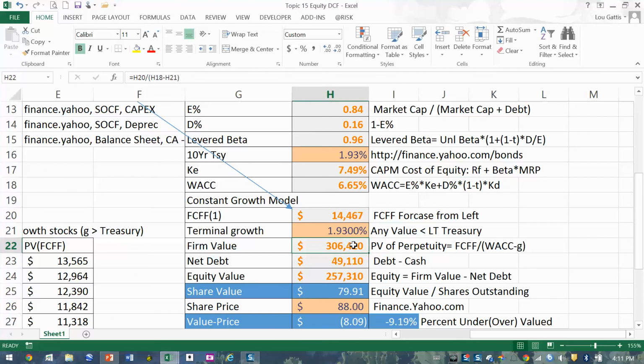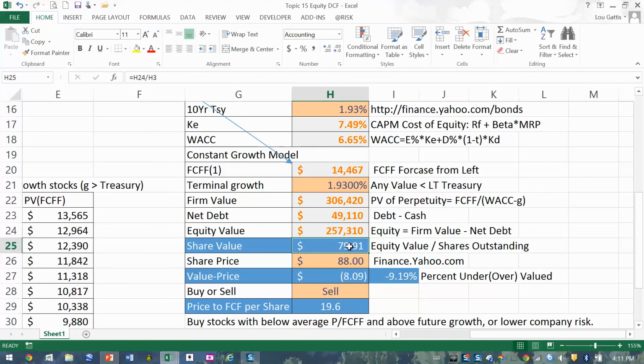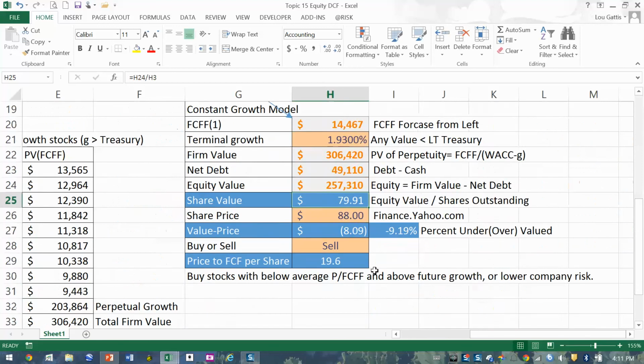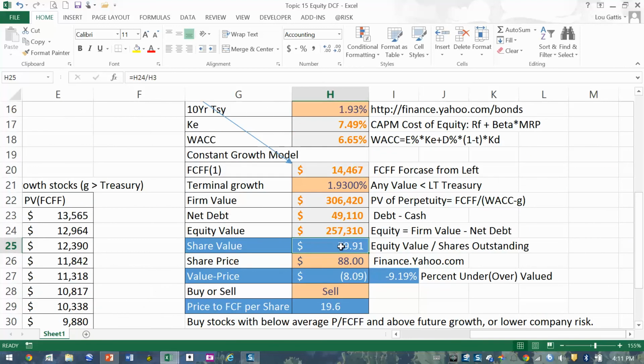Total value of the firm, debt and equity, or the total value of assets. If I take my net debt, debt minus cash, $49 billion, and subtract that from the total value of the firm, the equity of the firm should be worth $257 billion. If I then divide that by the total number of shares, 3.2 million, the value of Walmart should be about $80.